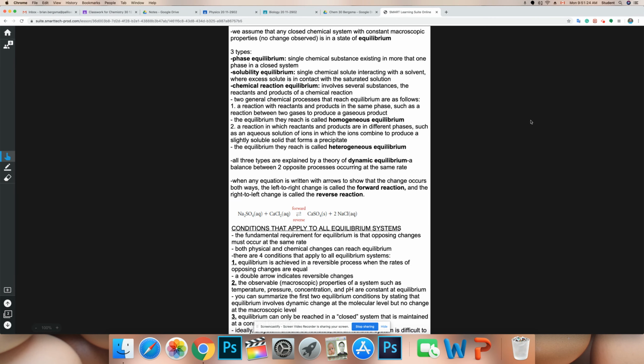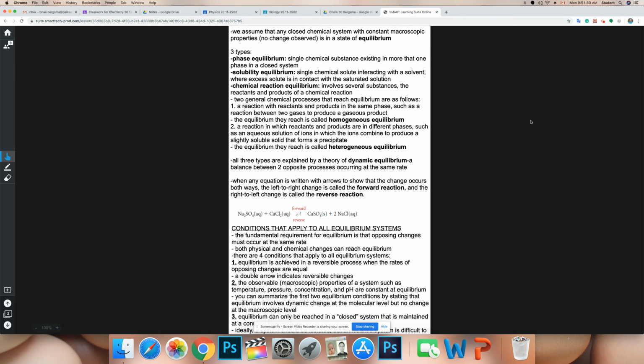Okay, a reaction in which the reactants and products are in different phases, such as an aqueous solution of ions in which the ions combine to produce a slightly soluble solid that forms our precipitate. This equilibrium they reach is a heterogeneous equilibrium. Again, homo means the same, hetero means different. So homogeneous is all in the same states, heterogeneous would be in different states.